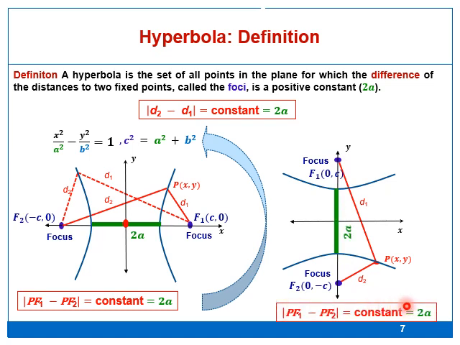We'll also use the same definition and reach the standard form equation, which is y squared over a squared minus x squared over b squared is equal to 1, and c squared in both cases is equal to a squared plus b squared.